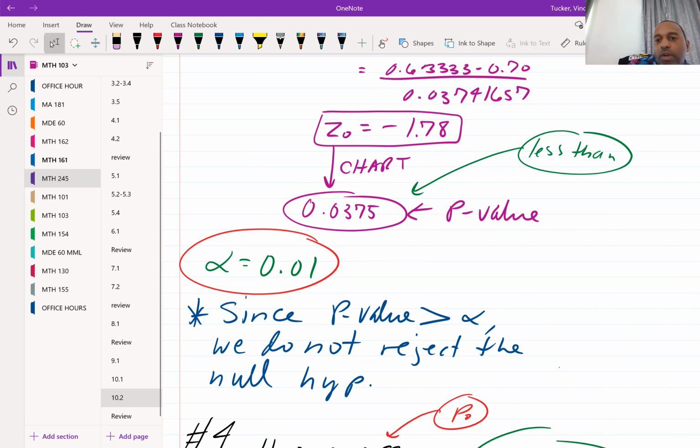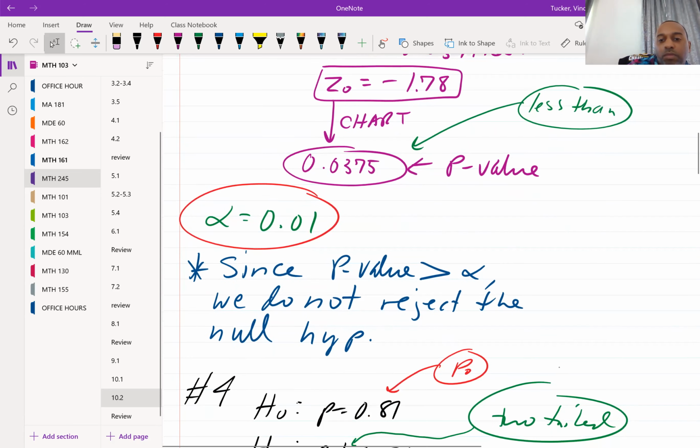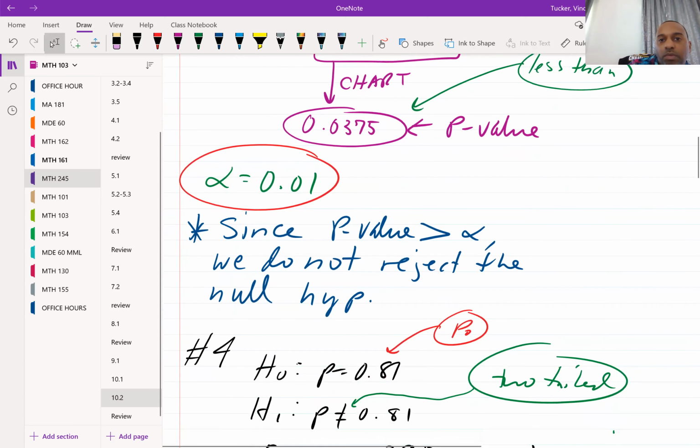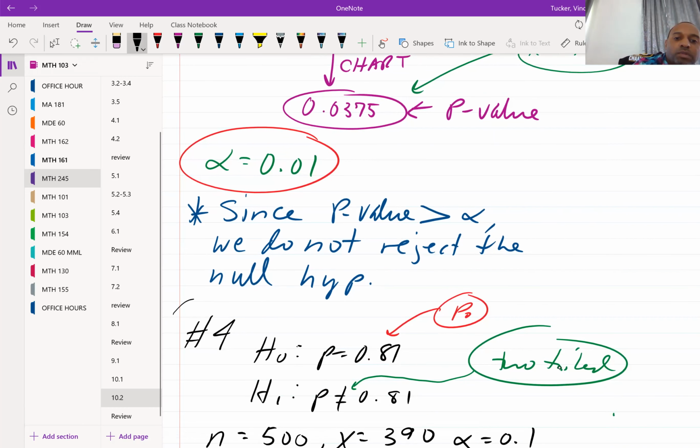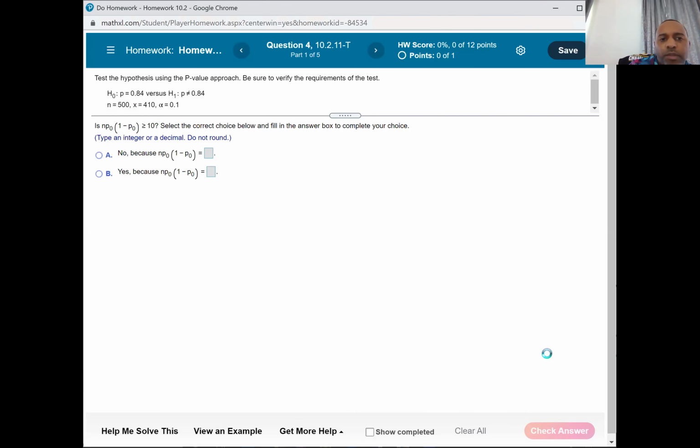All right, any problems? Scroll up. All right, so let's see what 4 looks like. Oh, 4 is similar to the last one. So this time they give us, once again, H naught and H1. And they give us N and X and our alpha significance level.